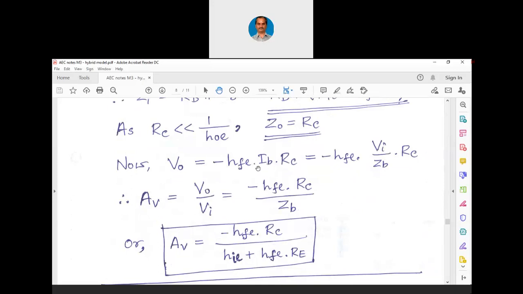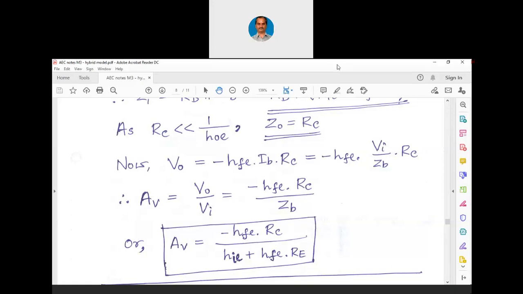It is nothing but the current into resistance. So, V0 is minus HFE into VI by ZB into RC, because IB is nothing but VI by ZB. Therefore, voltage gain is V0 by VI, that is minus HFE into RC divided by ZB. So, we already have an expression for this ZB. We can write AV equals minus HFE into RC divided by HIE plus HFE into RE.